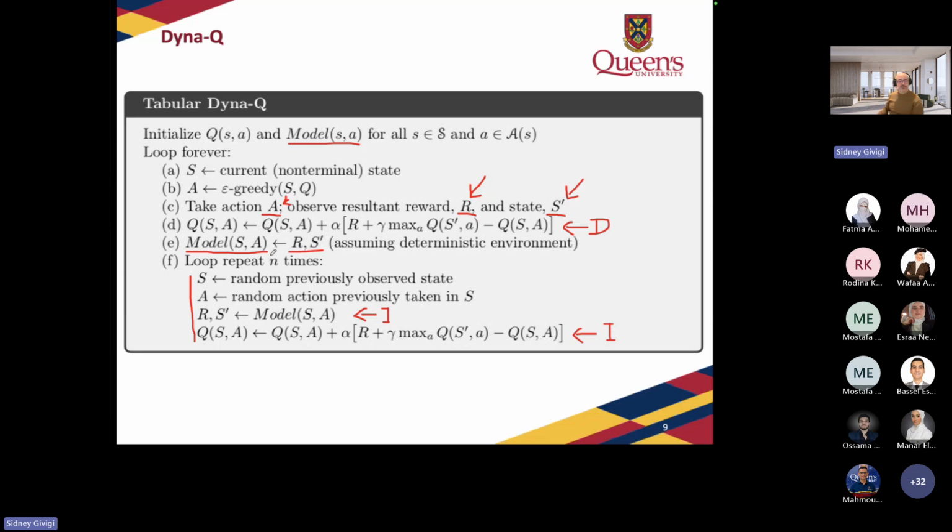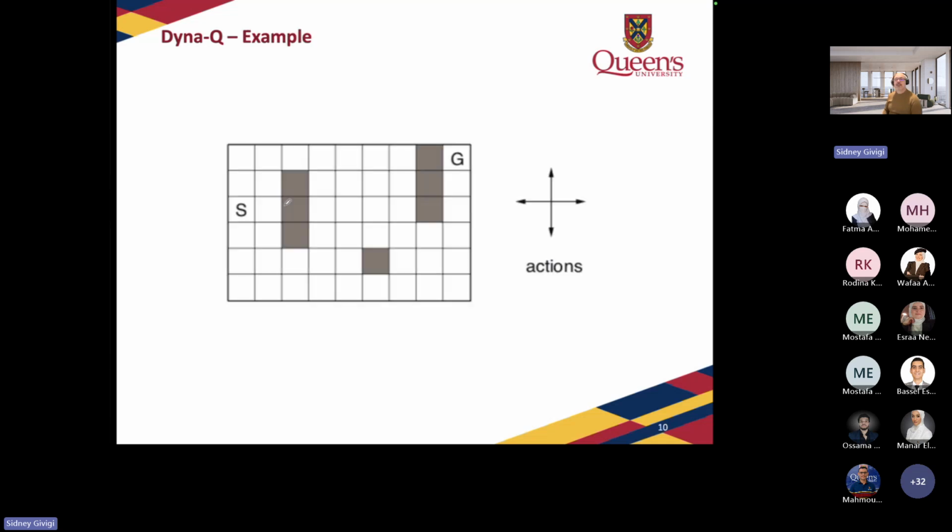However, we can run this n times, while here, maybe we can only interact with the environment once. So we speed up things. We have way more opportunities to do the updates. Let's see this in an example. Let's assume that we have this situation here, and let's assume that we start here and we want to get to this goal.